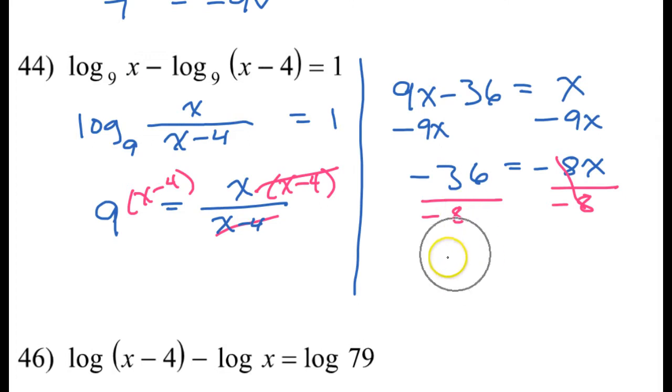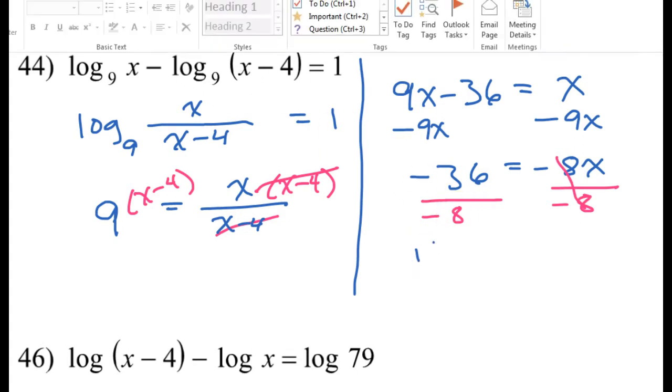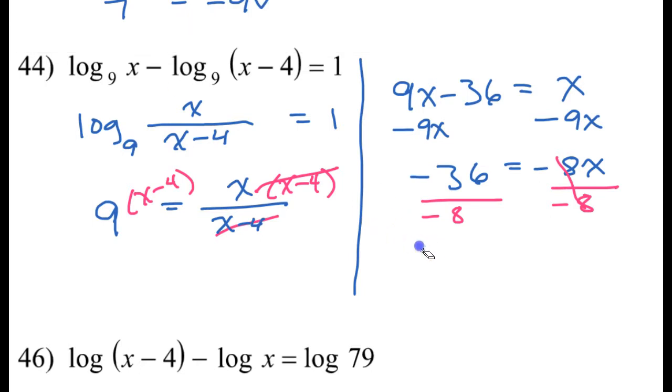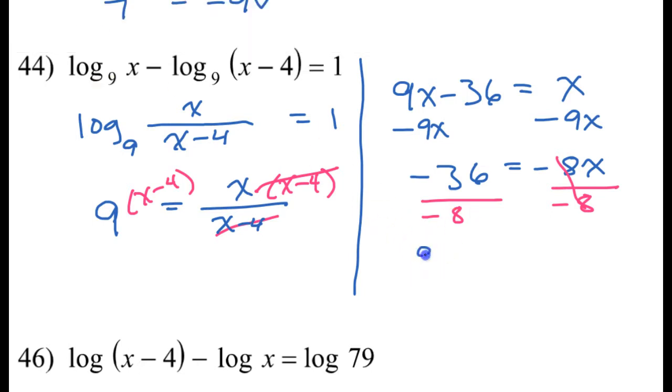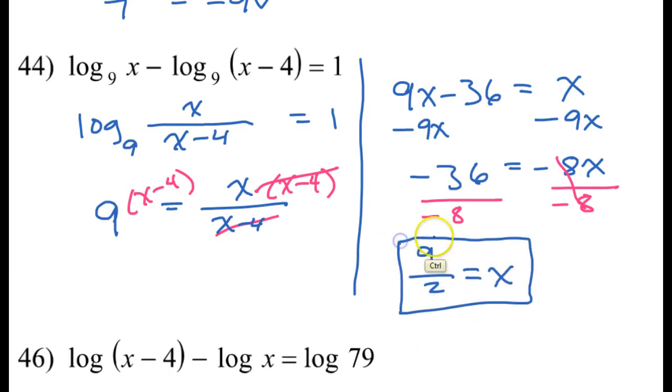This is going to be positive stuff. This is going to reduce down to... okay, both of these are divisible by 4. So this is going to be 9 over 2. And that is the final answer.